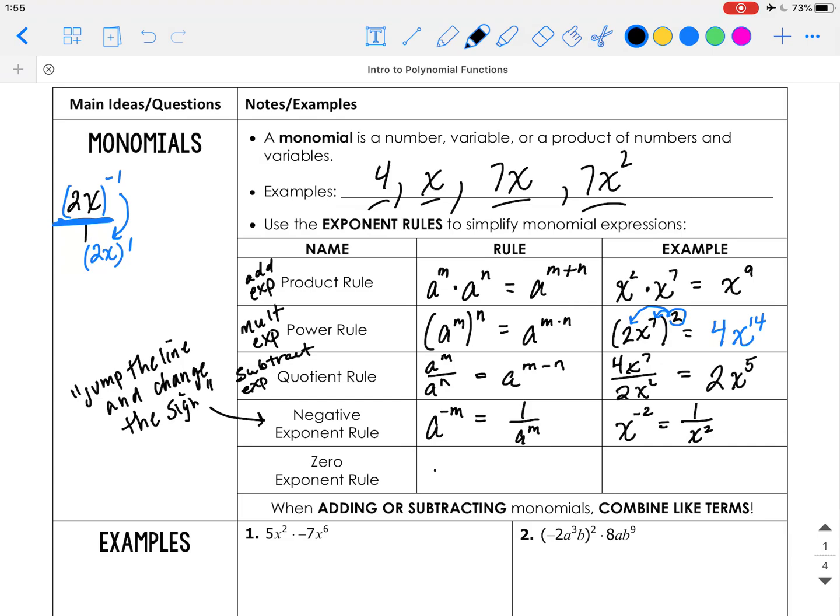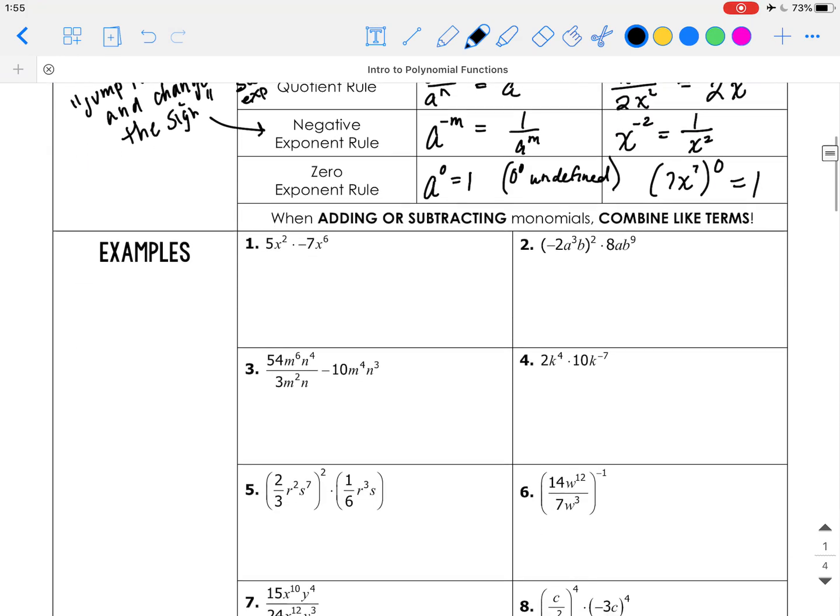And now my zero exponent rule. You guys are pretty familiar with this. Anything raised to the 0 is 1. There is a special case: 0 to the 0 is undefined. So this kind of works with anything you could think of. Say I wanted to raise 1,000 to the 0 or 1,000,000 to the 0. It would always come out to be 1. Even if I had some variables and some exponents, if I raise everything to the 0, this will become 1. It's pretty cool.